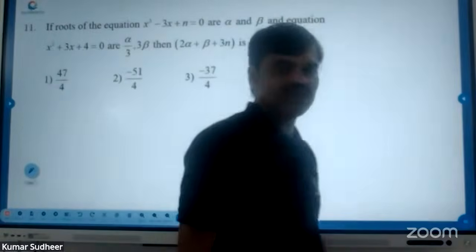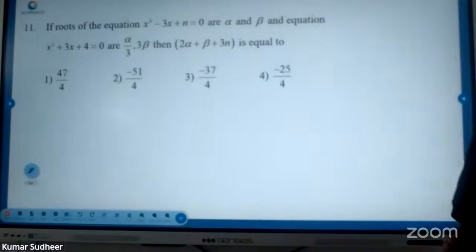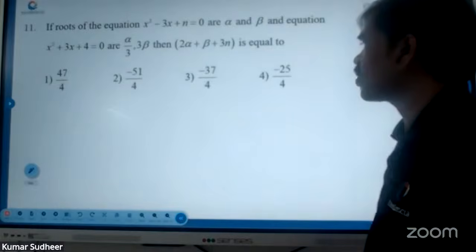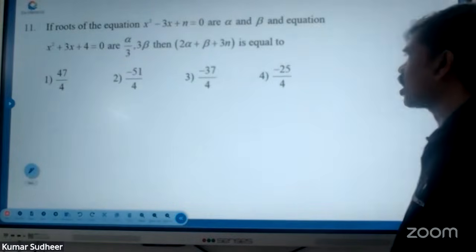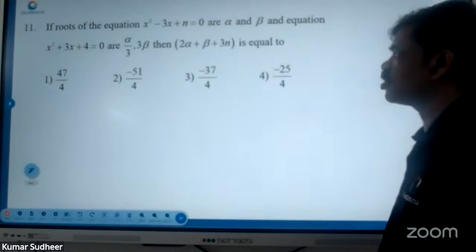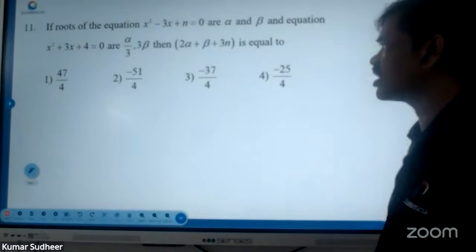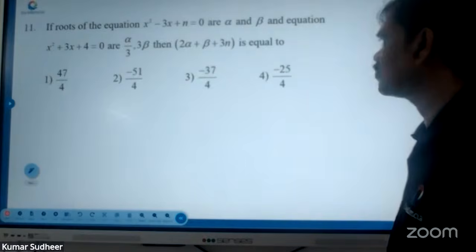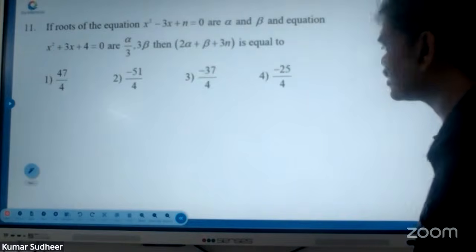Yes, next question is from quadratic equations. If the roots of the equation x squared minus 3x plus n equal to 0 are alpha and beta, and the roots of the equation x squared plus 3x plus 4 equal to 0 are alpha by 3 and 3 beta, then what is the value of 2 alpha plus beta plus 3n?